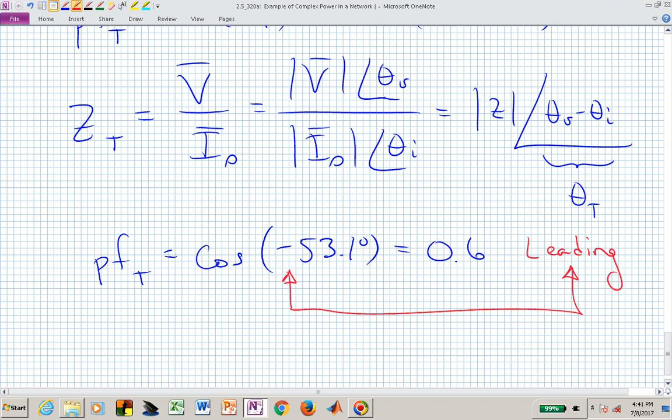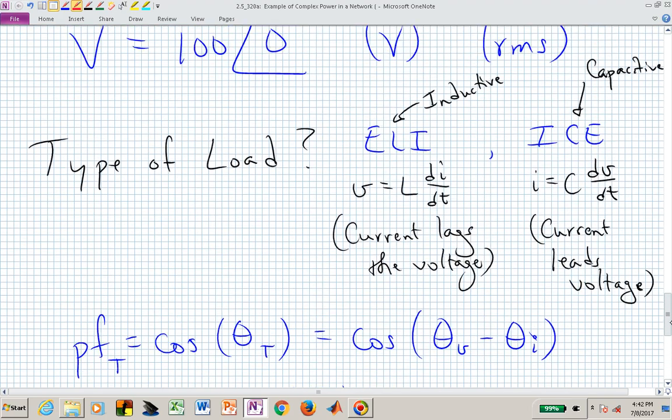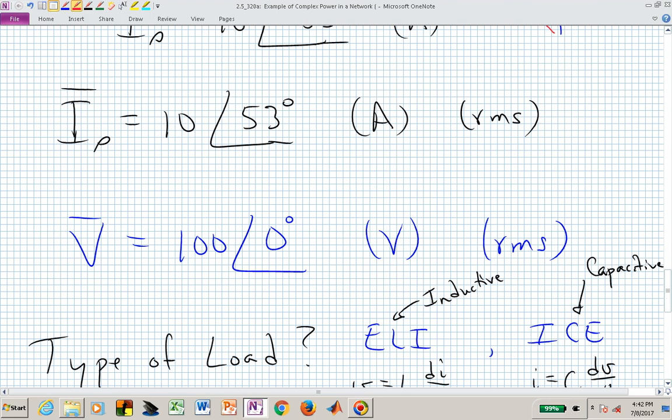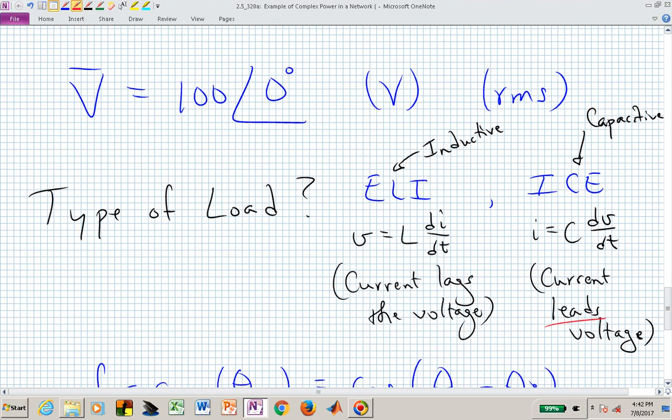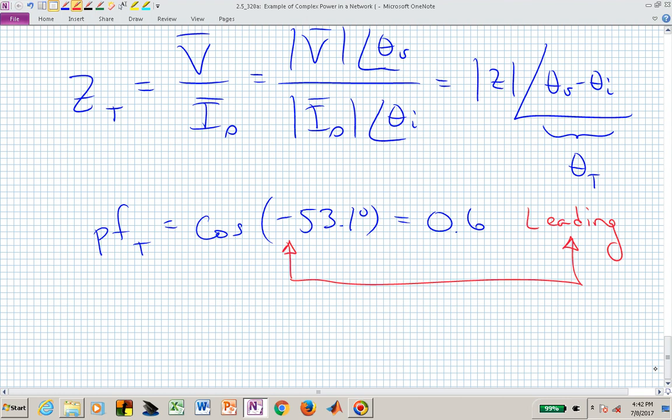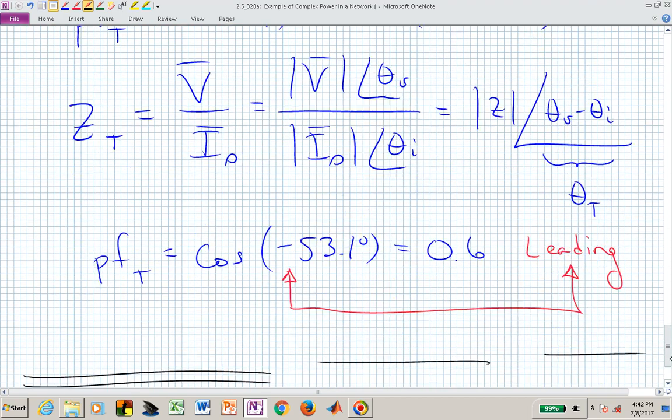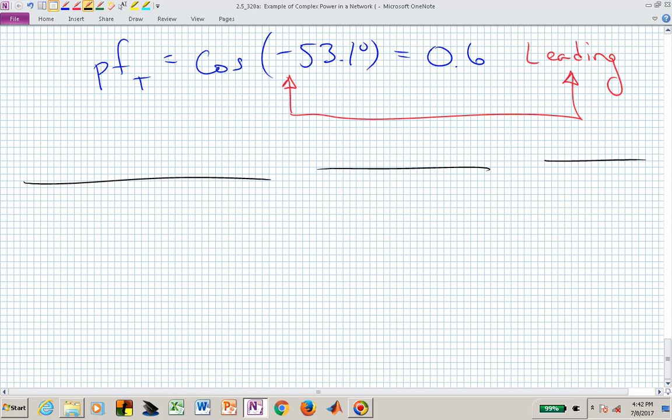I'm sorry, the power factor is leading in this particular case, because if you look at the current, it's at 53 degrees, which is a larger angle than the voltage angle of 0. And when we have a current that leads the voltage, then we have a capacitive circuit. Our circuit is an overall capacitive-looking network, and we have a power factor of 0.6. So now we found the actual magnitude, we found the current, we found the power factor.